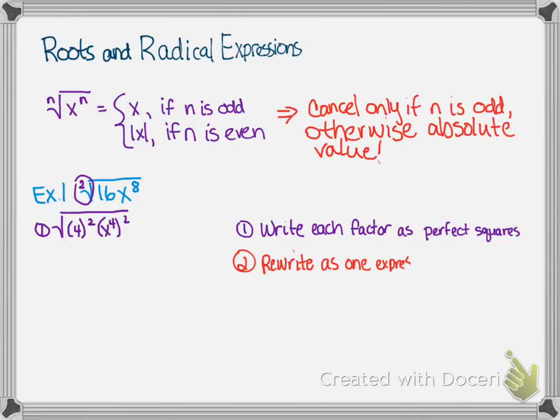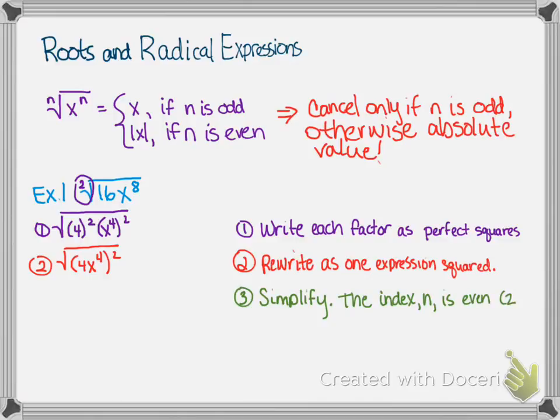Okay, next we will rewrite the expression underneath the radicand as one expression squared. I'm just going to combine the 4 and the x to the 4th, so 4x to the 4th squared underneath the square root. Third, we're going to simplify. The index, in this case, is 2. It's even, so we need to use absolute value bars when we simplify. So we'll cancel the 2 and the radical, but we're going to put absolute value bars around 4x to the 4th.